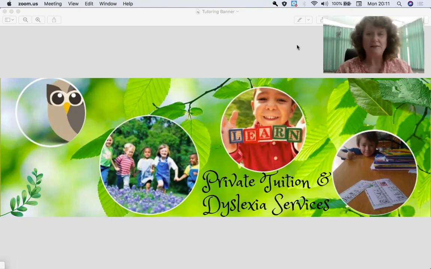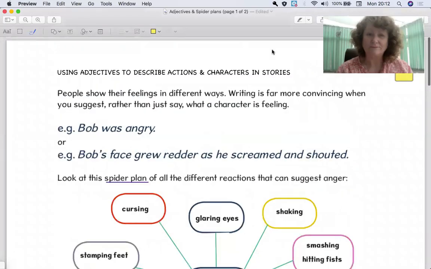We're going to be learning about adjectives and about spider plans and how we can use adjectives in our stories to make them a lot better. So here we go. We are going to use adjectives to describe characters in stories.